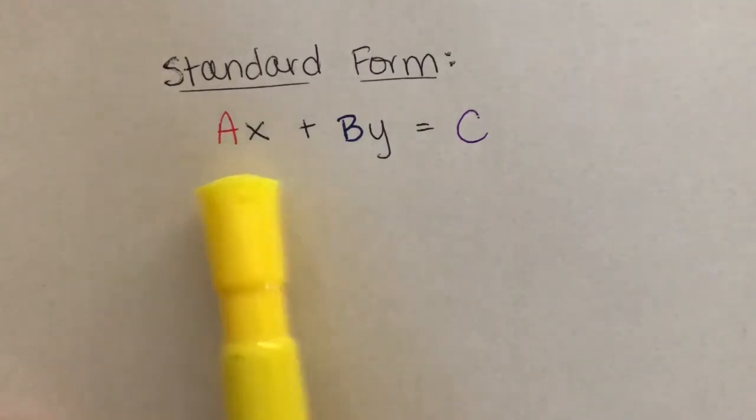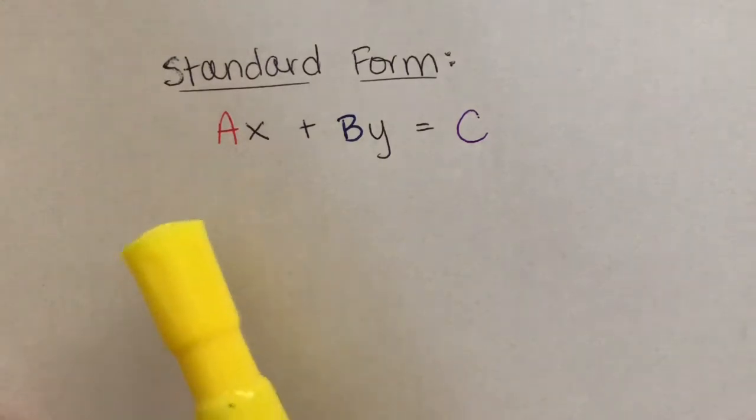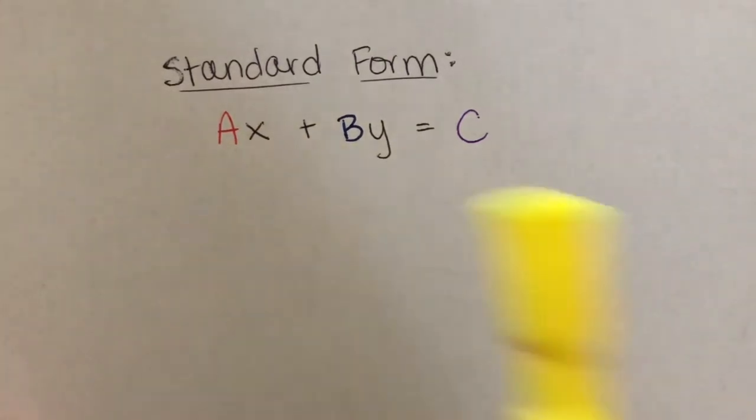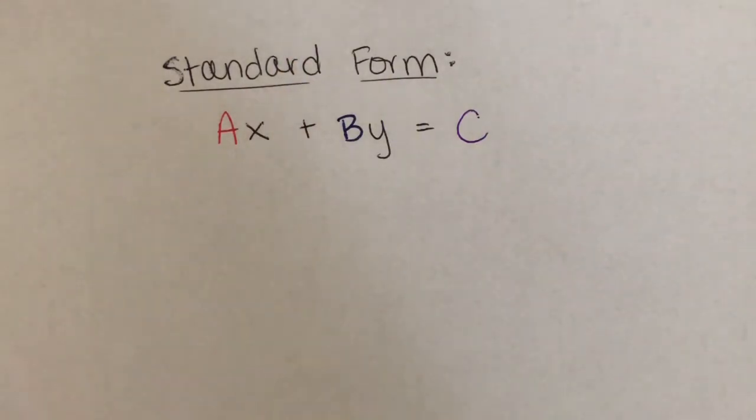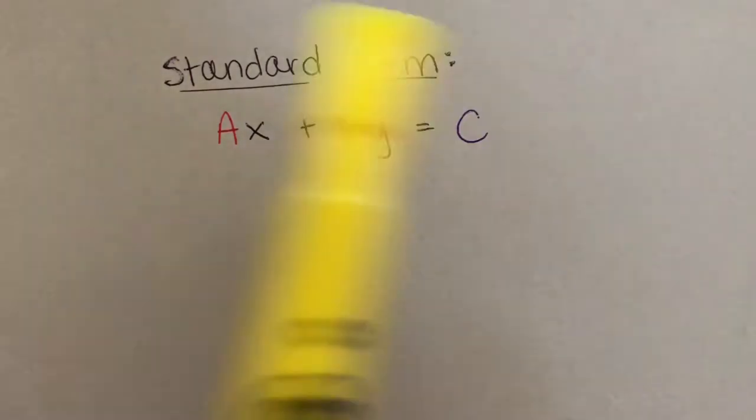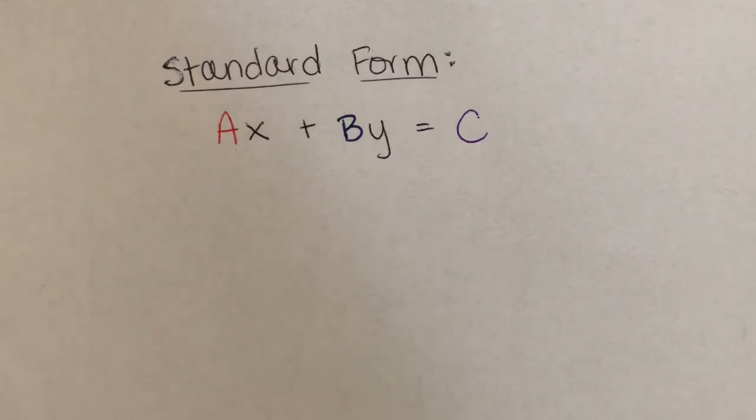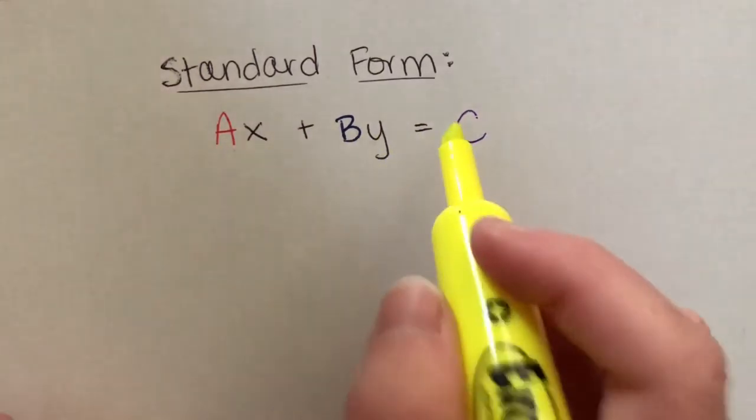So it's got an x and a y, no exponents, and x and y are always either being added or subtracted, but they're never being multiplied. Okay, so this is just one way, and we'll go over the other two after this, but you should have already seen these in middle school. So standard form here is ax plus by equals c, and a, b, and c are just plain numbers.